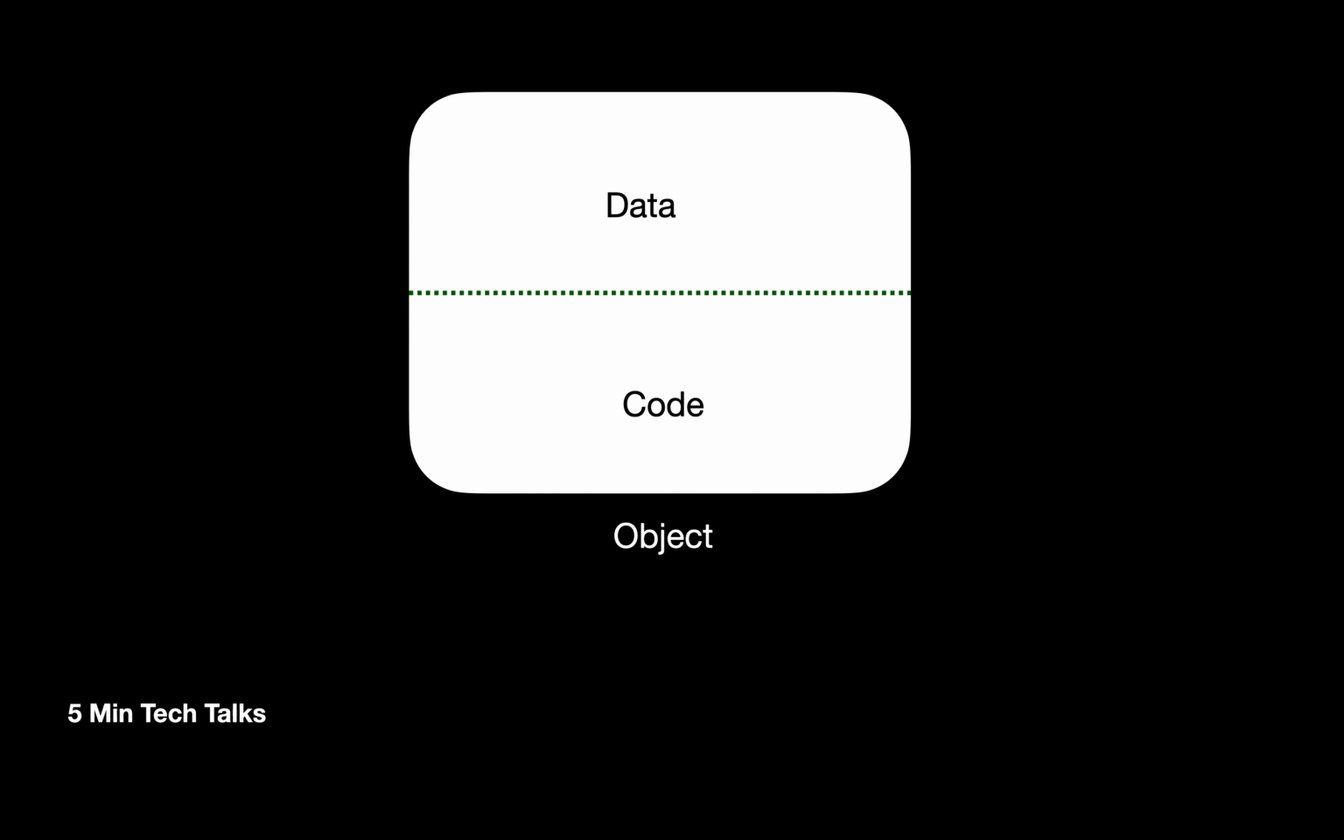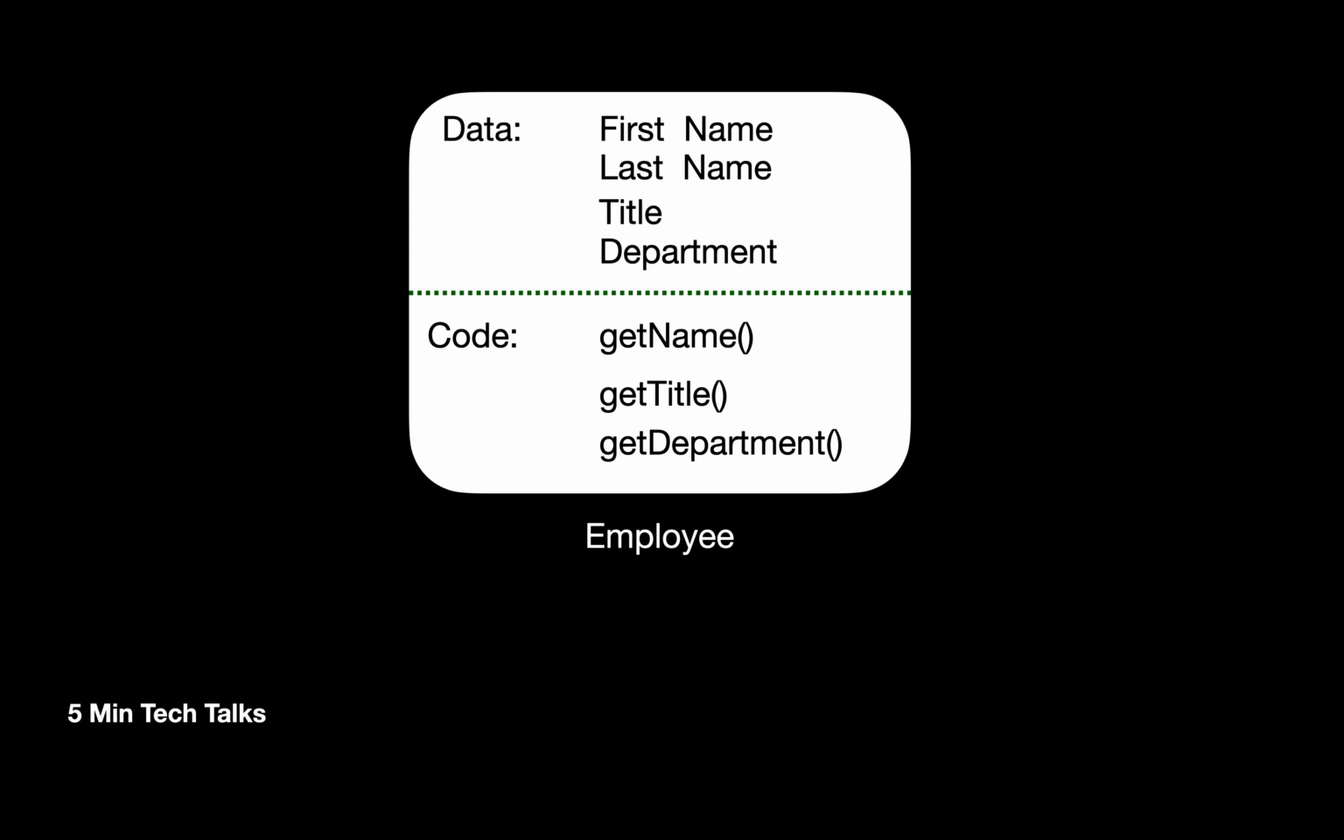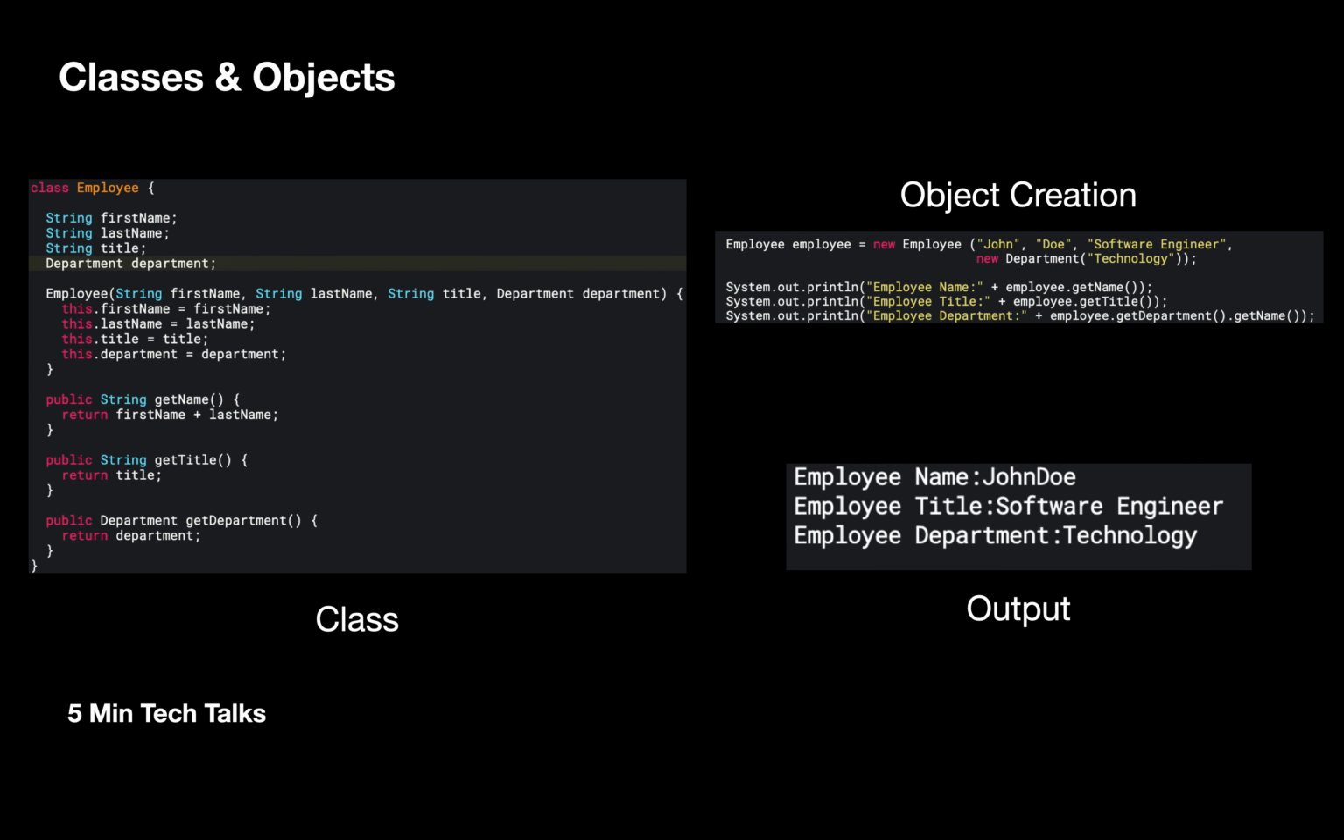A real life example of this would be an employee object, which contains data such as first name, last name, title, department, and some code to get access to that data. For example, get name, get title, get department. So, what is the difference between classes and objects?